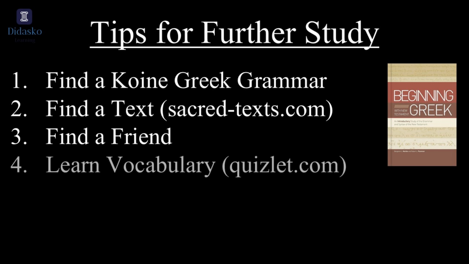The fourth tip I can give to you is to learn the vocabulary for your selected text. Here again, the Greek New Testament is the most popular Koine book, and so it has a plethora of resources to choose from. For example, there are sites like Quizlet, where you can find collections of flashcards that someone has put together for every word that occurs 25 times or more in the Gospel of John, just as an example.